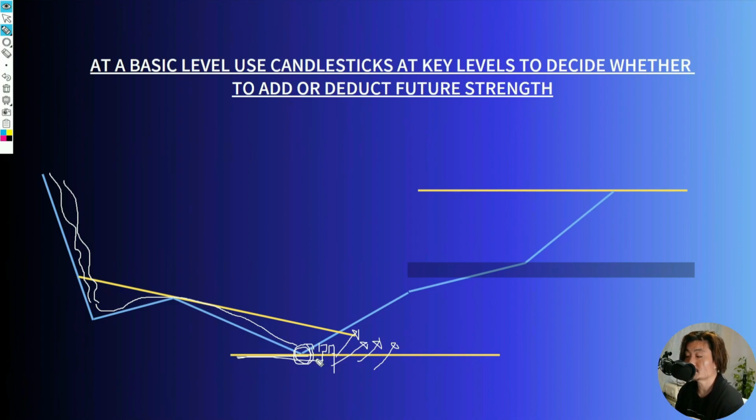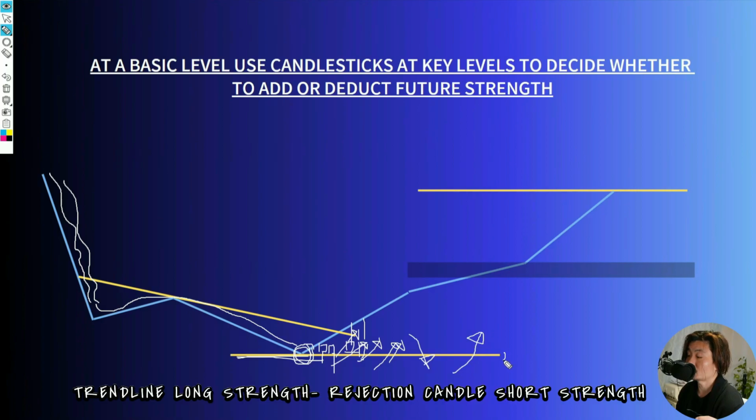Now this would actually add future long strength in conjunction with this trend line right here. However, let's say that we did not get rejection candles that show future long strength and instead got rejection candles that show future short strength. Now, in that case, you actually want to subtract strength from the long strength that was formed from this trend line.